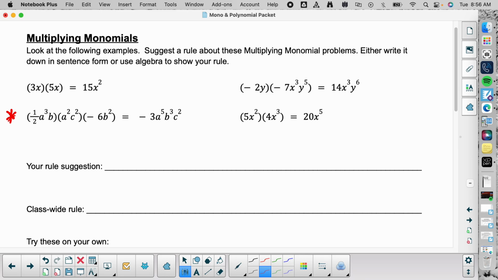Do you want me to write a rule suggestion for this one since we just did it last packet? Okay, I can do that. Rule suggestion: multiply numbers in the front first.